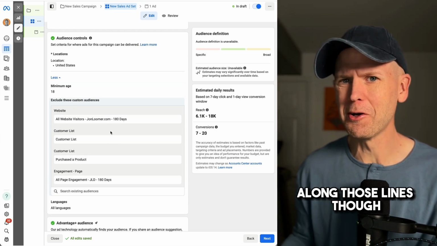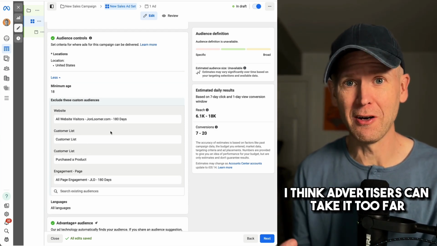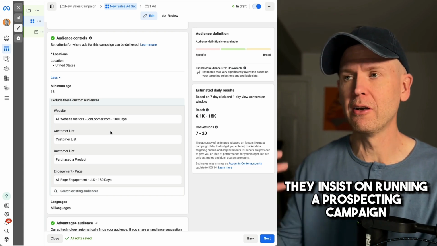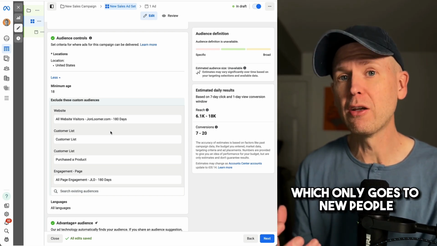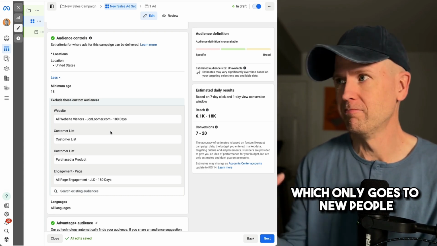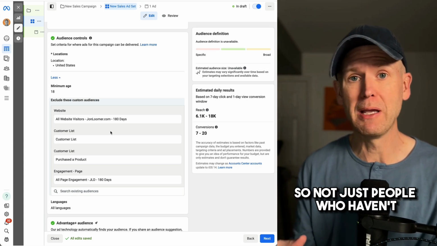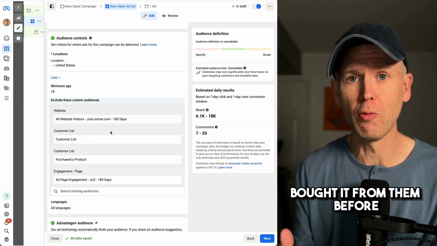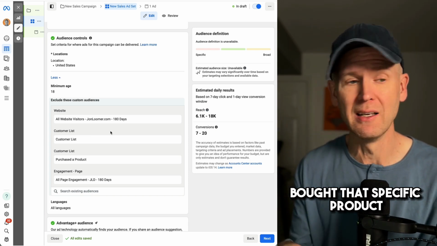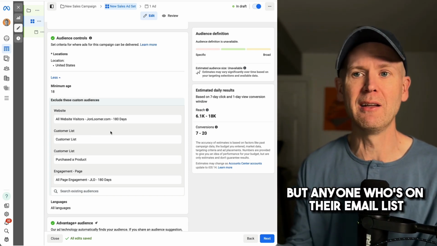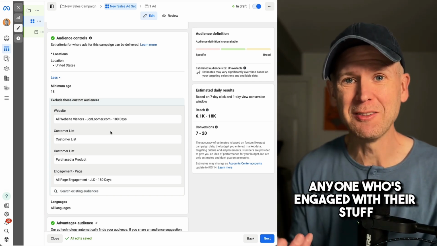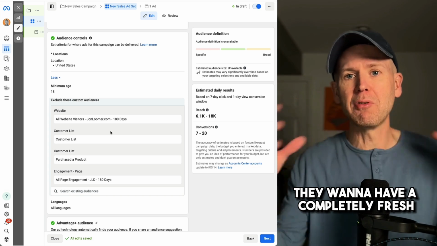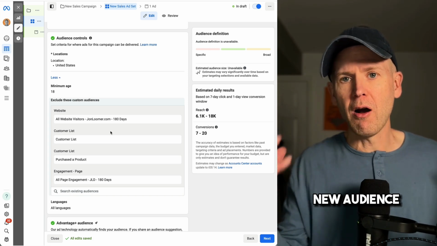Along those lines, though, I think advertisers can take it too far. For example, they insist on running a prospecting campaign which only goes to new people. So not just people who haven't bought that specific product from them before, but anyone who's on their email list, no one who's visited their website, anyone who's engaged with their stuff. They want to have a completely fresh, new audience.